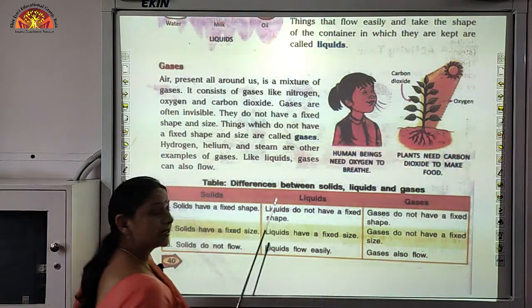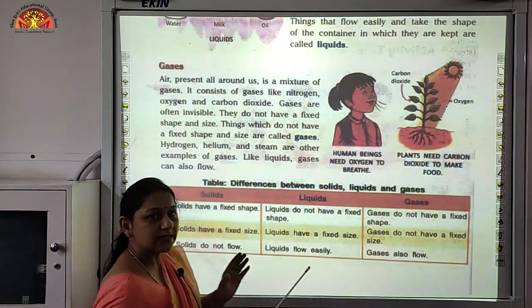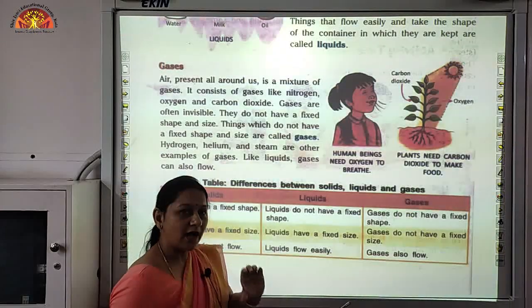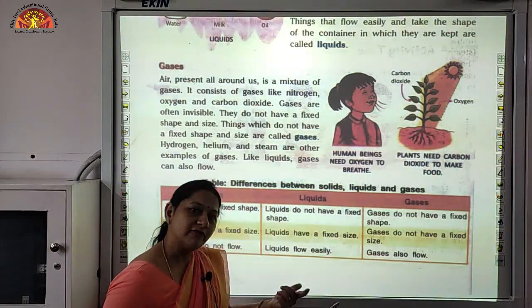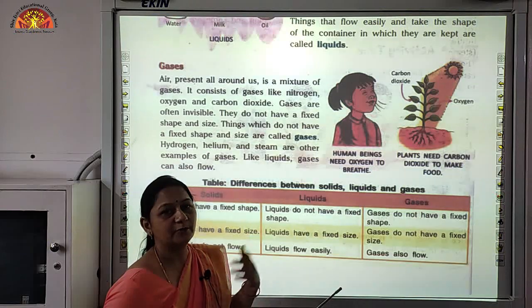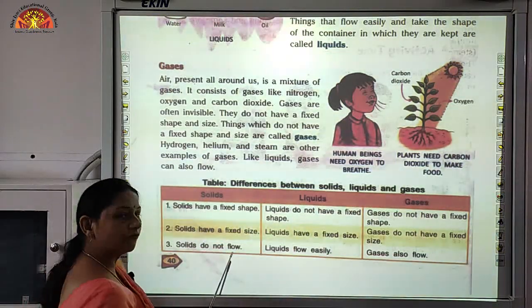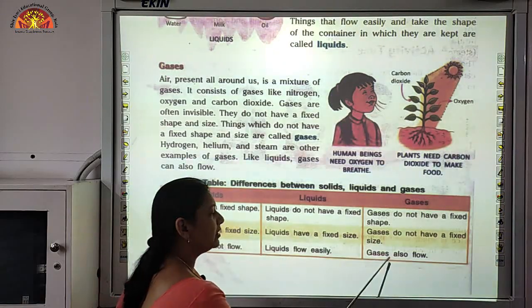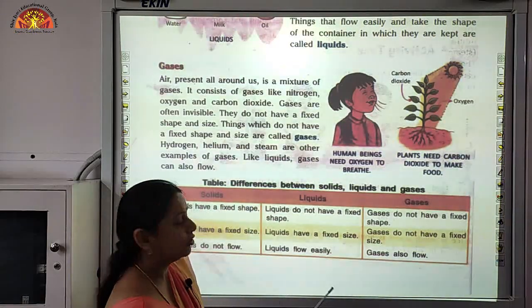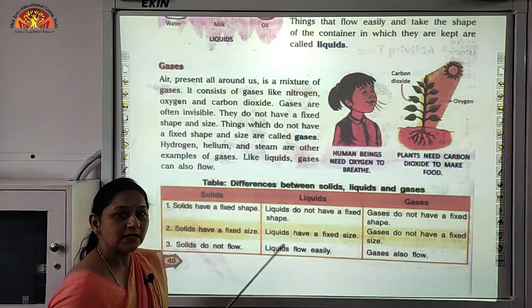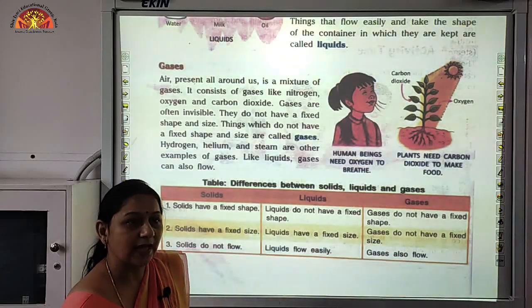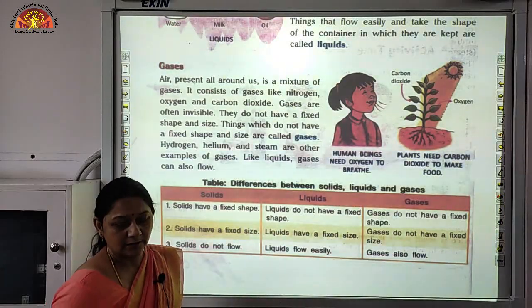Their volume remains the same. Means if the liquid is half a liter, it will be half a liter whether I put it in the glass or in the jar. Then solids do not flow, liquids can flow and gases also flow. So, this was about solids, liquids and gases.